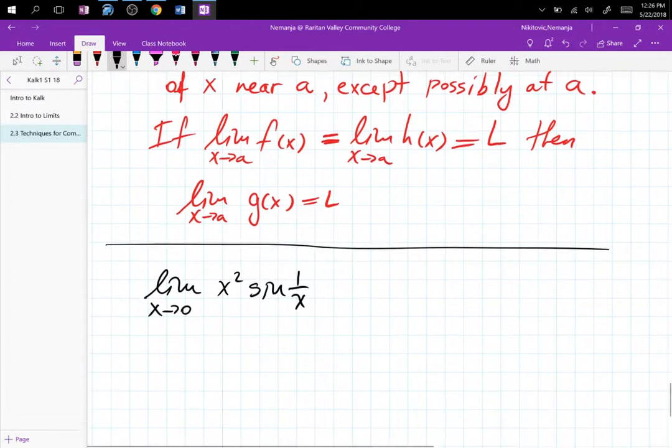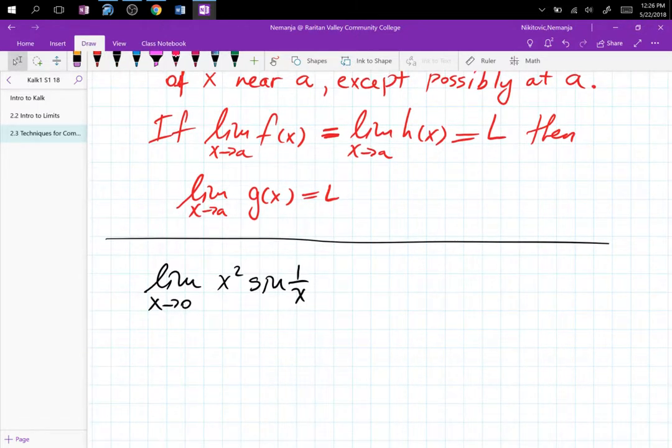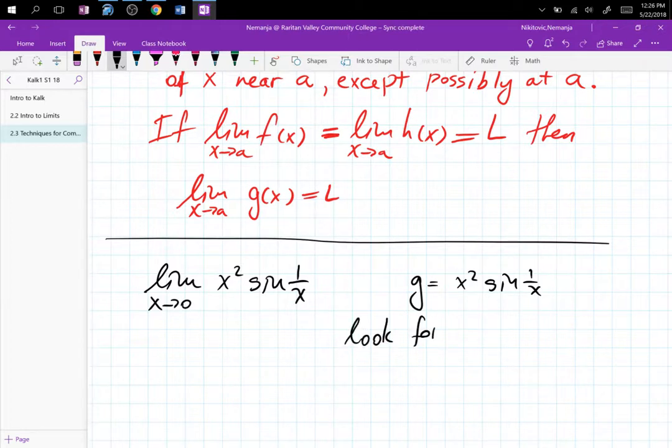So instead, I can use the squeeze theorem. I'm going to define function g to be x squared sine 1 over x. And then I'm going to look for f and h that will squeeze g in between. So f needs to be below, h needs to be above, and then the function g is squeezed in between. If I check the limits for these two, and their values are the same, then g has to have the same value because it's squeezed in between.